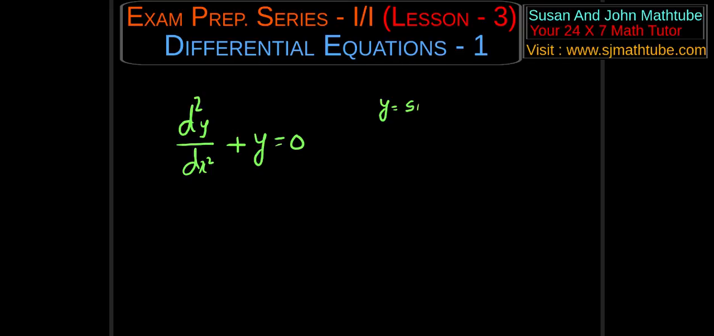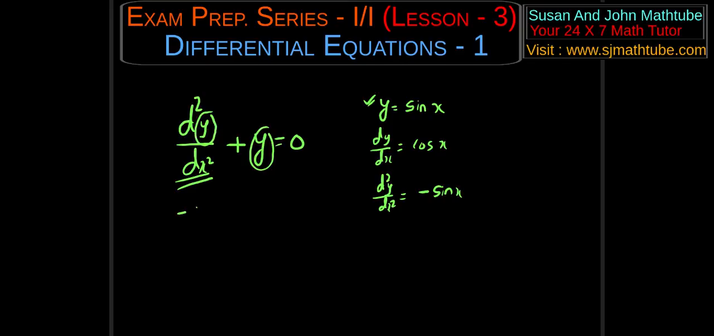I'm going to write sin x because I'm 100% confident this function will satisfy this equation. The reason is the derivative of sin x is cos x and the second order derivative of sin x is minus sin x. So if I plug this in instead of y, I get minus sin x, because the second derivative is minus sin x, plus the y value sin x is equal to 0.